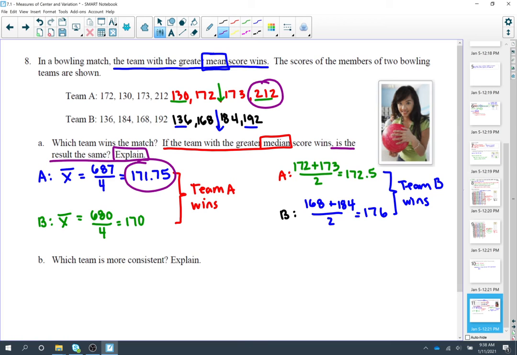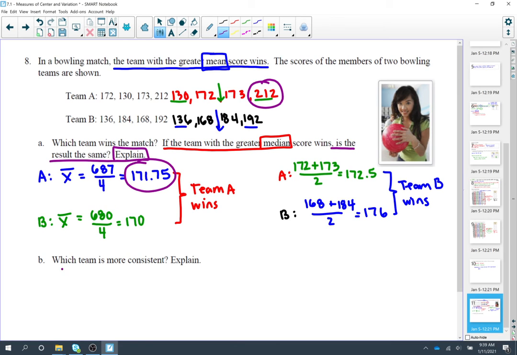Okay, so if you look at the scores, and then we're going to back this up with some math, which team is more consistent? You've got a 130, 172, 173, 212. You've got a 136, a 168, a 184, 192. Consistent means scoring more of the same values. I'm thinking team B. Their lowest score is 136, their highest is 192, and then the other people are in the middle, versus team A ranges the whole way from 130 to 212.